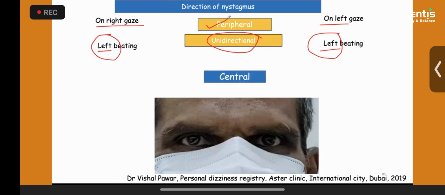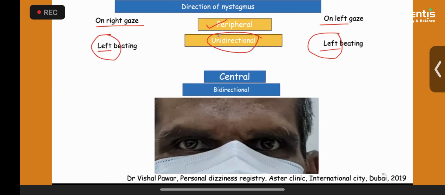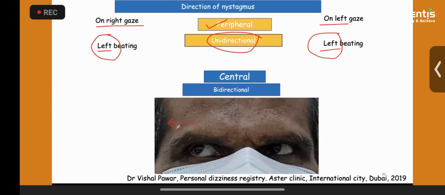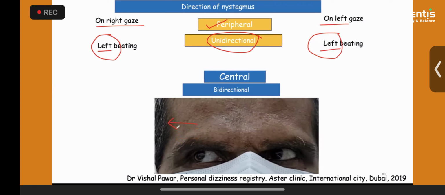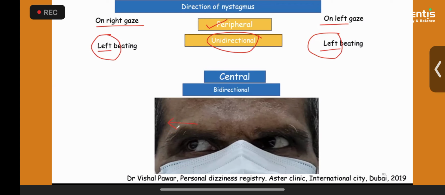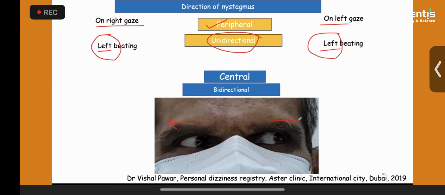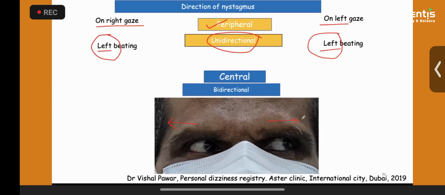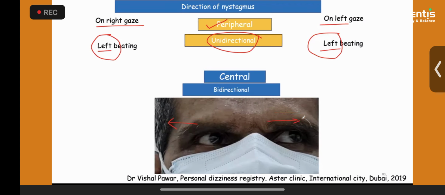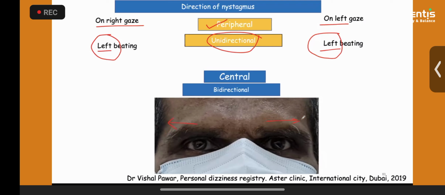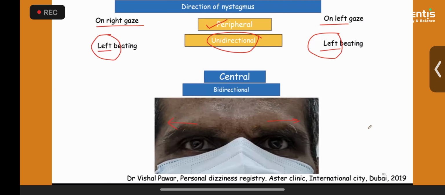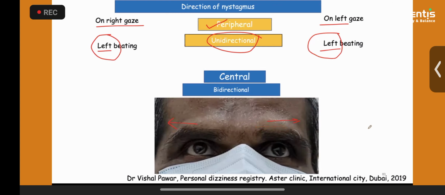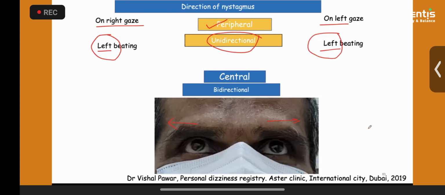But in case of central, just see what is happening. Look right. When I ask this patient to look to the right, it is a right beating nystagmus. Look left. When I ask the patient to look to left, the patient is having left beating nystagmus. Look up.